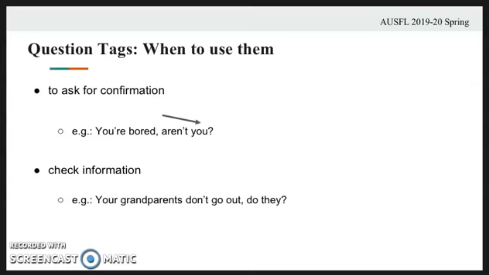Or we also use tag questions to check if something is true. Notice this time that tags have a rising intonation because they are real, genuine questions. Your grandparents don't go out, do they? Basically, tag questions mean, right, okay, do you agree?